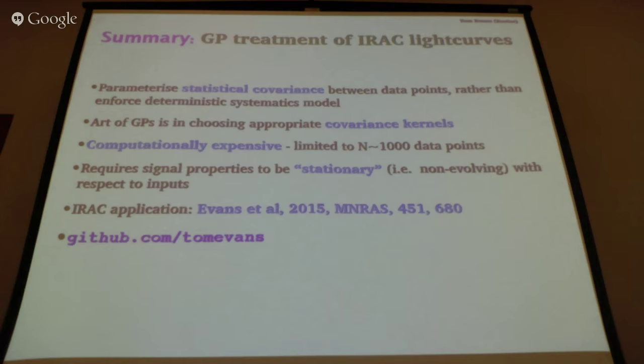Then with the 3.6 and the 4.5 micron channels, we're using X and Y as the inputs. So there's no obvious relation between the size of the bins there and the length scales inferred for X and Y. So it could be an issue for sure.